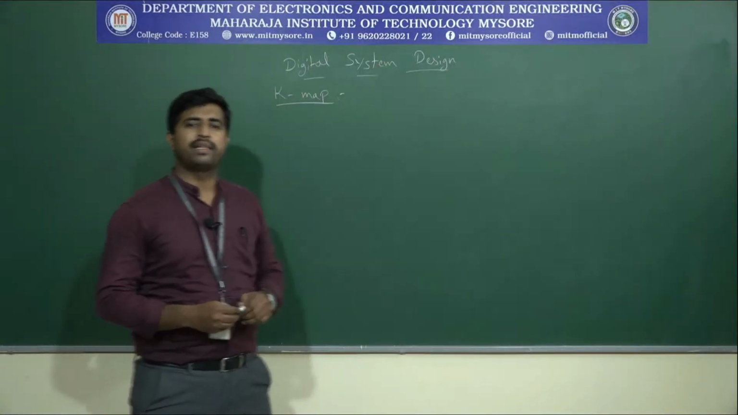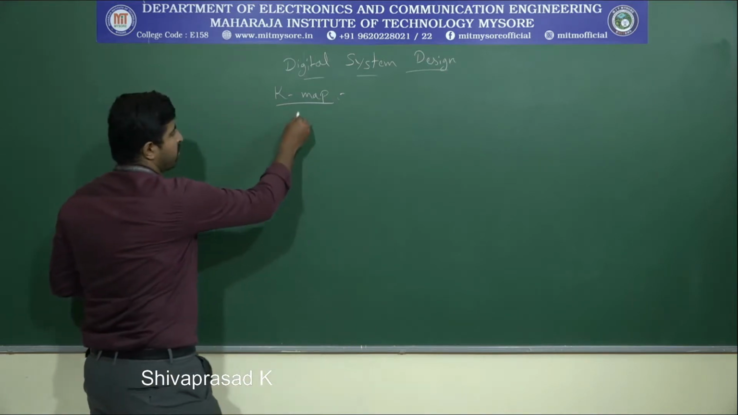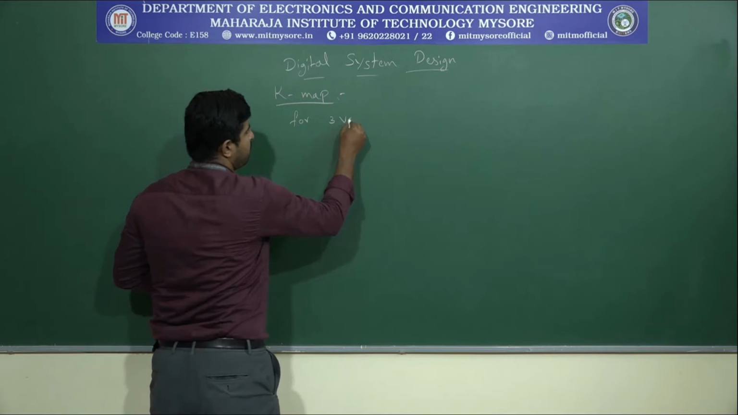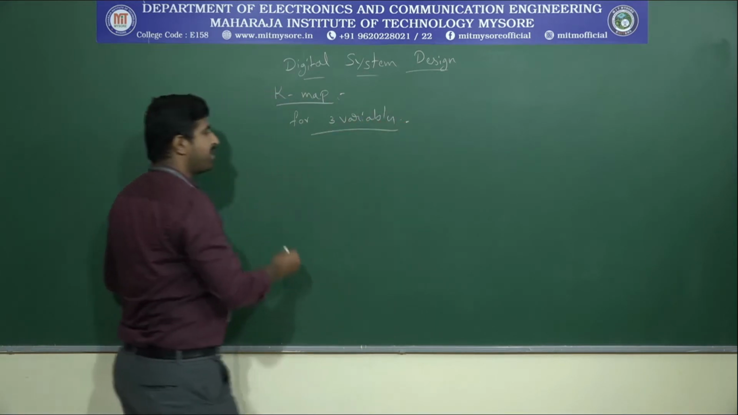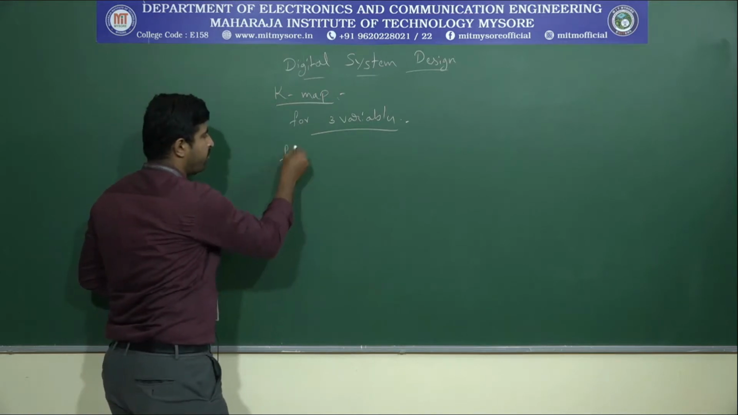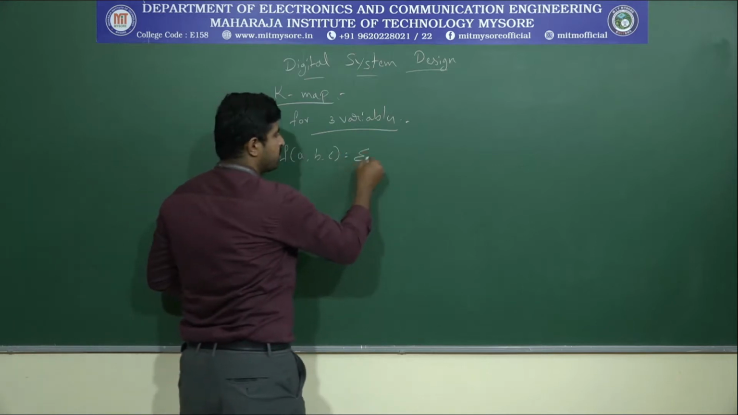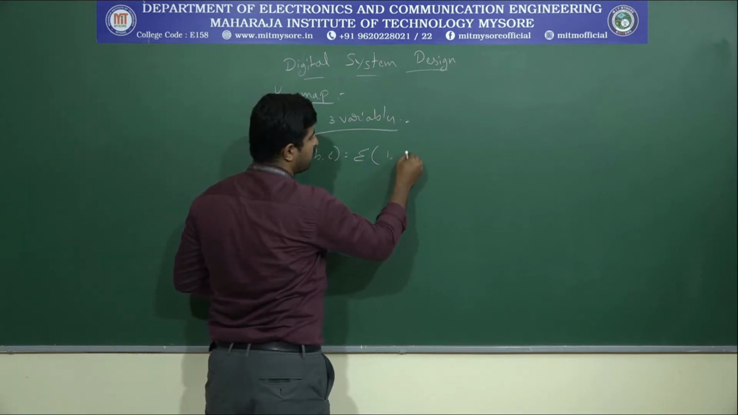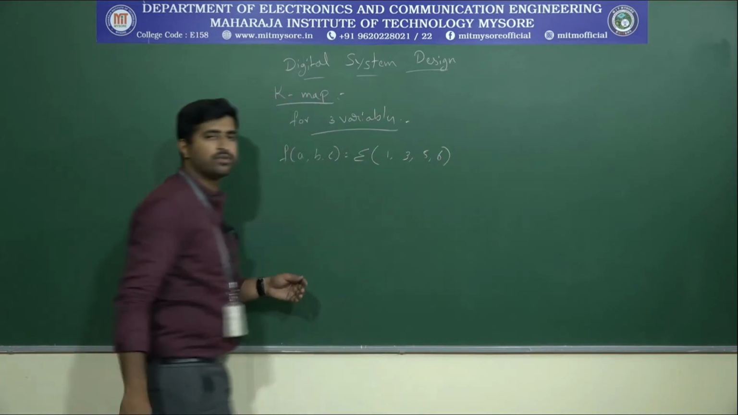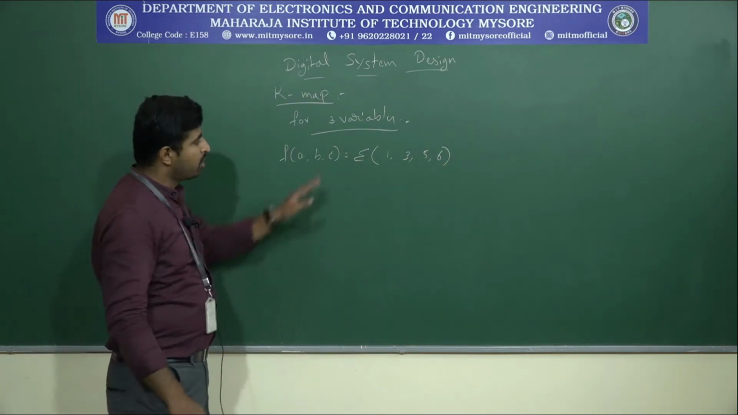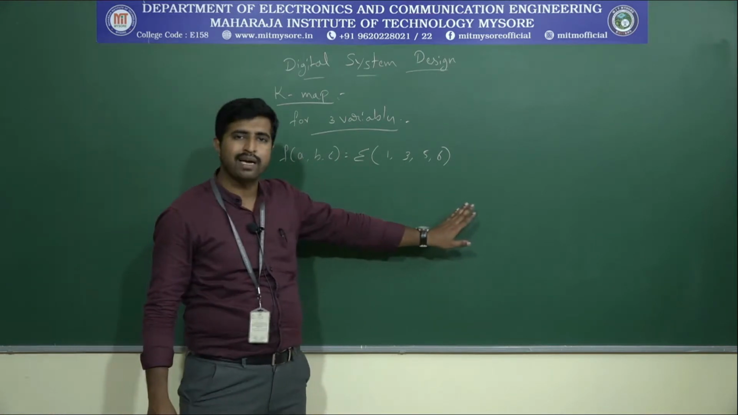Let's see how to write the truth table and K-map for 3 variables. Now I will consider an example. f of a, b, c is equal to summation of 1, 3, 5, 6. So this is the equation given. According to this, let's write the truth table, and corresponding to that we will have the K-map.